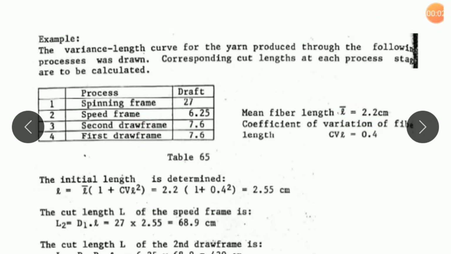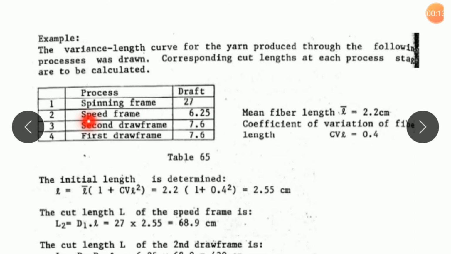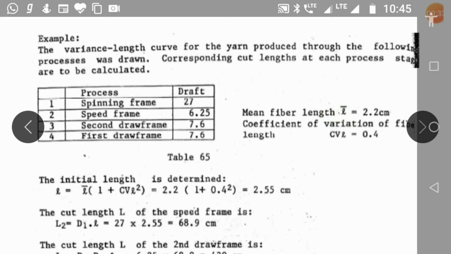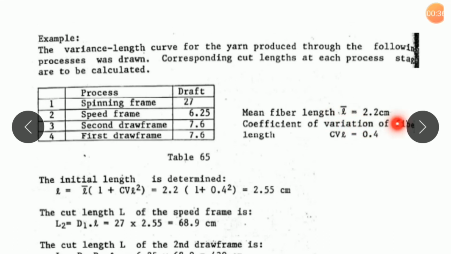Let us elaborate it with the help of an example. Here ring frame, a draft of 27 has been given. Speed frame, a draft of 6.25 has been given. Second draw frame, that is 2.2 centimeter or 22 mm. Coefficient of variation of the fiber length, that is 40%, means 0.4. If there is a variation of fiber length 40%, it will be written as 0.4.